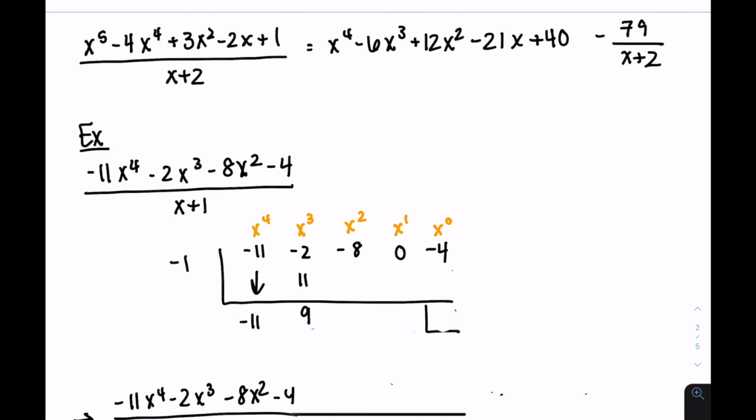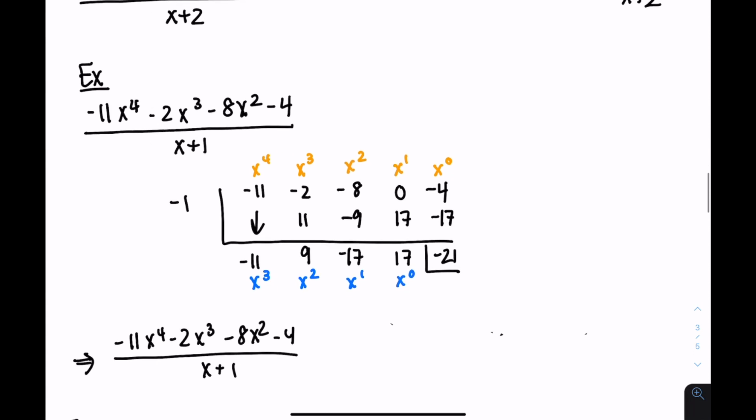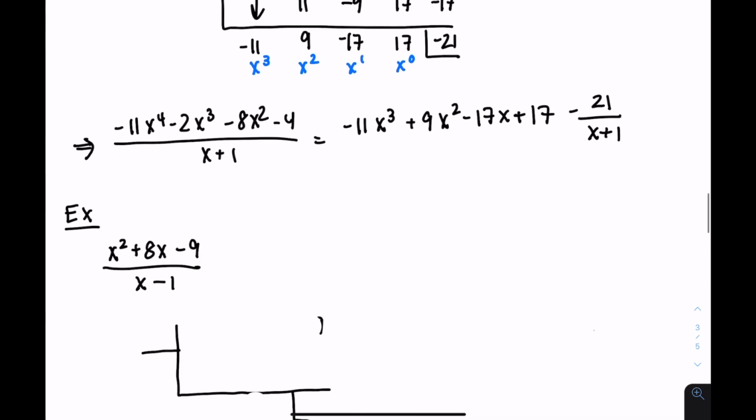So now I add these two together, multiply by negative 1, add together, multiply by negative 1, add together, multiply by negative 1, add together. So I started with x to the 4th, so now I'm going to start with my x cubed terms. So this division is going to equal negative 11x cubed plus 9x squared minus 17x plus 17 plus our remainder over our divisor.